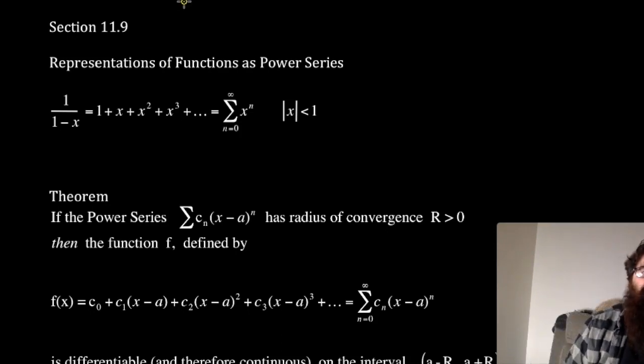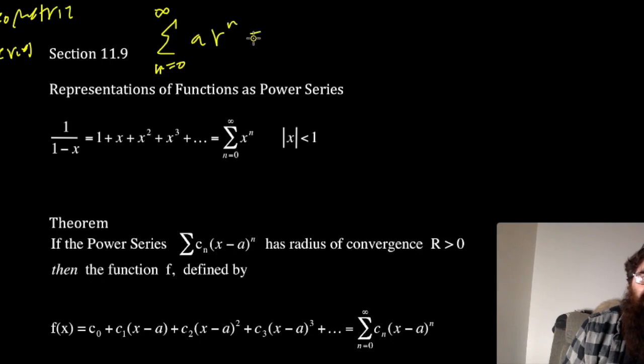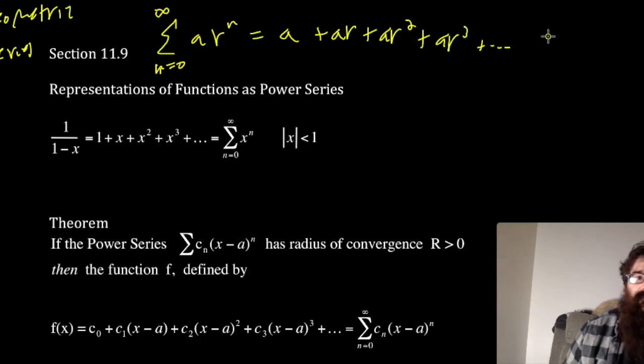So remember, that would have been the sum from n equals 0 to infinity. This is the geometric series of a times r to the n, which is going to look like a plus ar plus ar squared plus ar cubed, plus so on and so forth. And when this converges, it converges to a over 1 minus r. But we're looking at the special case of this where a is equal to 1.